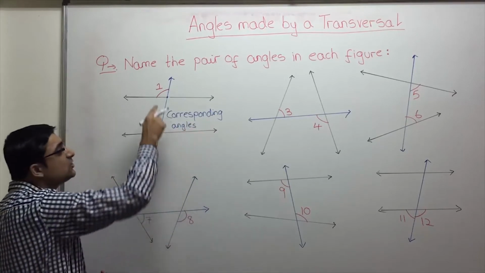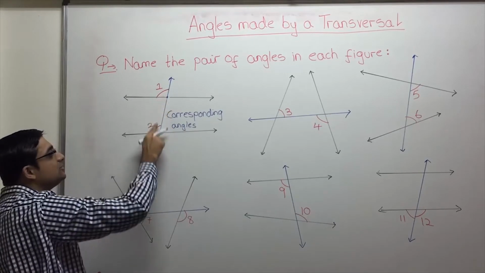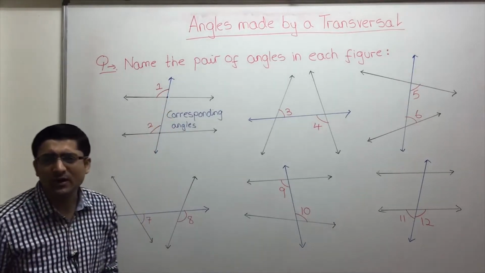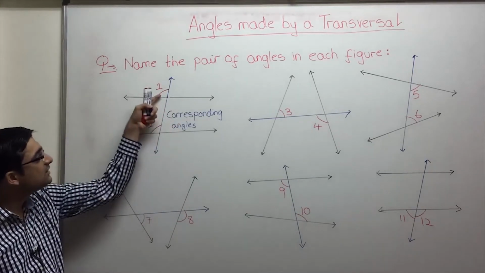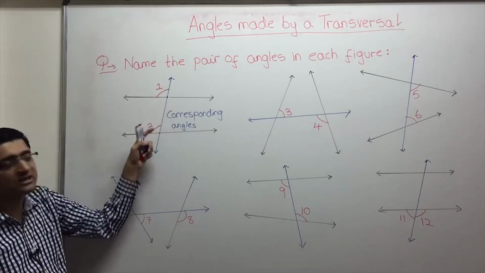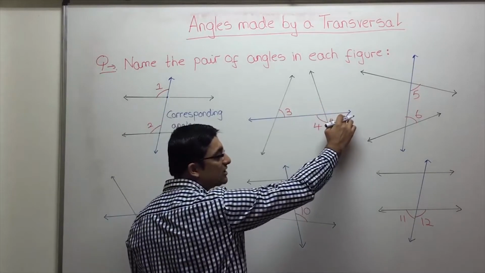Also, if I ask you what is the angle corresponding to 1, same side, leave one, the next one. So these two are corresponding angles. So how do we identify corresponding angles? Simple. Same side of the transversal, different vertex. If one angle is above the line, here also the angle is above the line. Corresponding.